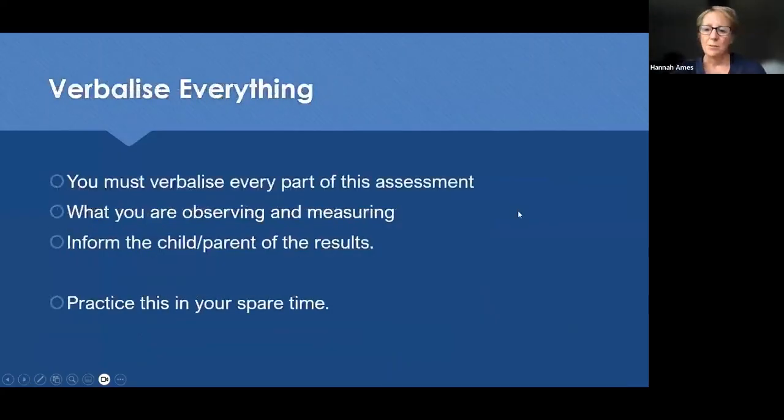As with all parts of your OSCE, you must verbalise everything during that assessment. Assume your examiner is blindfolded and can't see what you're doing and needs to follow along with your verbalisation. So make sure you're verbalising what you're observing and measuring, inform your results to the child and the parent, and practise this as much as possible. It's a really key part to passing the station.